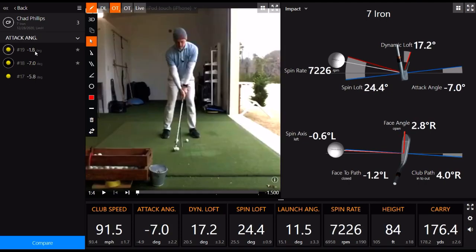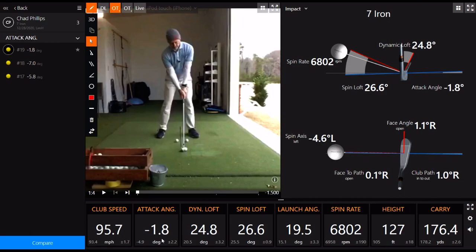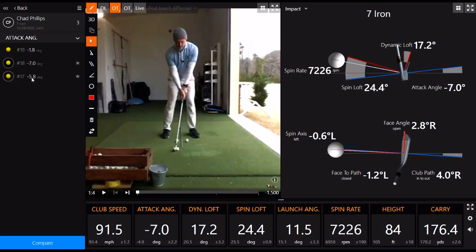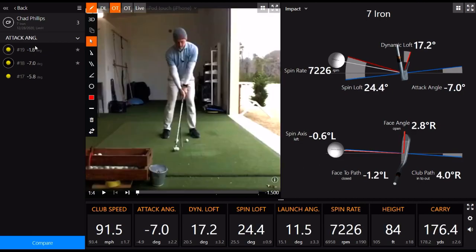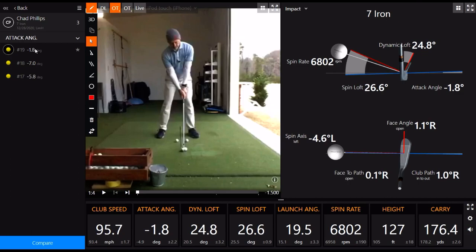Now as I move the ball forward, I hit down less, I utilize more dynamic loft, and I launch the ball at 19.5 degrees. So that ball's launched higher. Now you can see that I'm pretty consistent in spin rate. That's one thing I wanted you to see. When I get into these mid irons, I'm not going to see a huge jump or decrease in spin rate. I had 6,800 on my normal shot, 7,200 on my low shot, and 6,800 on my high shot.